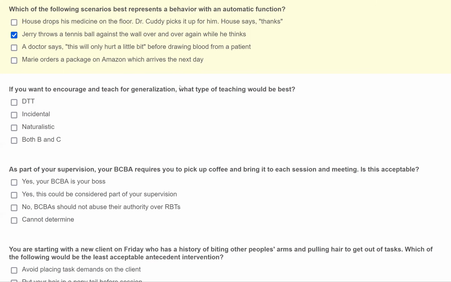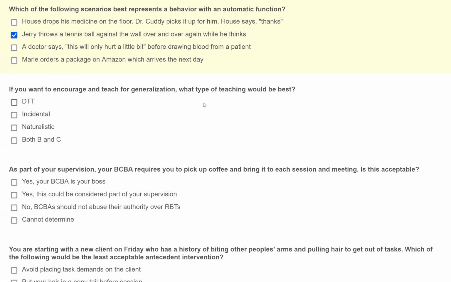What's the best way to encourage and teach for generalization? What type of teaching? Well, as an RBT, you need to know two major types of teaching. You need to know discrete trial teaching, and you need to know naturalistic teaching. Those are the two major umbrellas you need to think about when talking about teaching. Discrete trial, great for new behaviors, strengthening behaviors. Naturalistic, great for maintenance, generalization. DTT, you can deliver a lot of trials quickly, a lot of consequences quickly, very contrived, very unnatural. Naturalistic is not as quick. You need to be more precise with what you're choosing, but better for generalizing and maintaining.